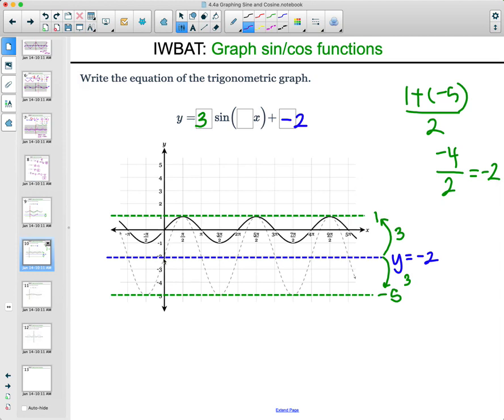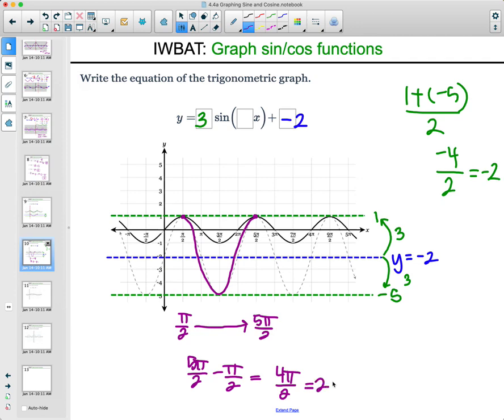Okay, so look at one cycle of this. I think it's easier to go from min to min or max to max. So I'm just going to take this max here and go around and see how far that was. This was pi over 2 all the way to 5 pi over 2. So just subtract those to find the length between them. 5 pi over 2 minus pi over 2 is 4 pi over 2, which is 2 pi. So that's the normal period. So your b value is 1.